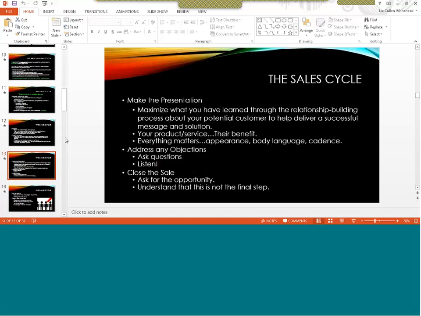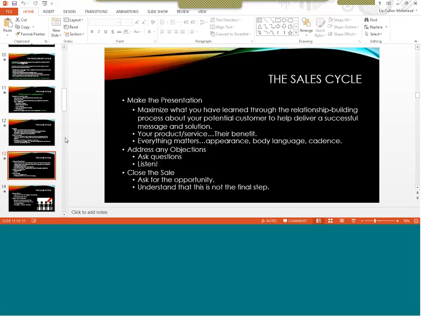So when you make the presentation, you want to maximize what you've learned through relationship building. You also want to have a solid capability statement. Again, we talked about that in the first module, and how your product or service relates to their benefits. And if you're making this presentation in person, your appearance, your body language, your cadence, that's all going to reflect on you and your company. You want to address any objections they might have, but most of all, ask questions and listen.